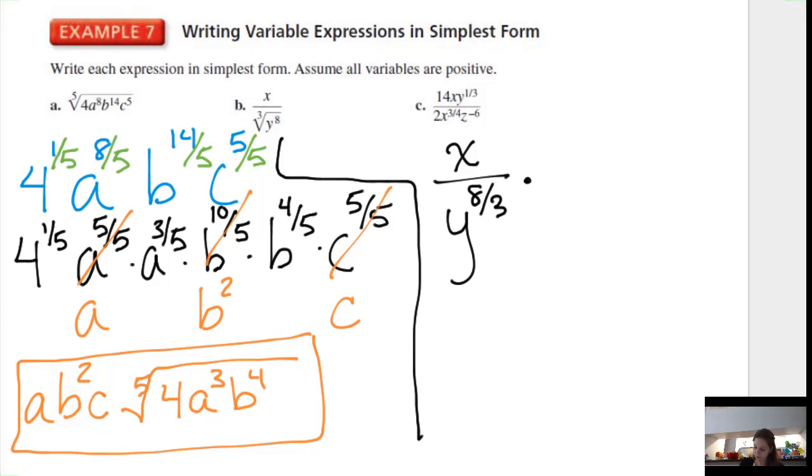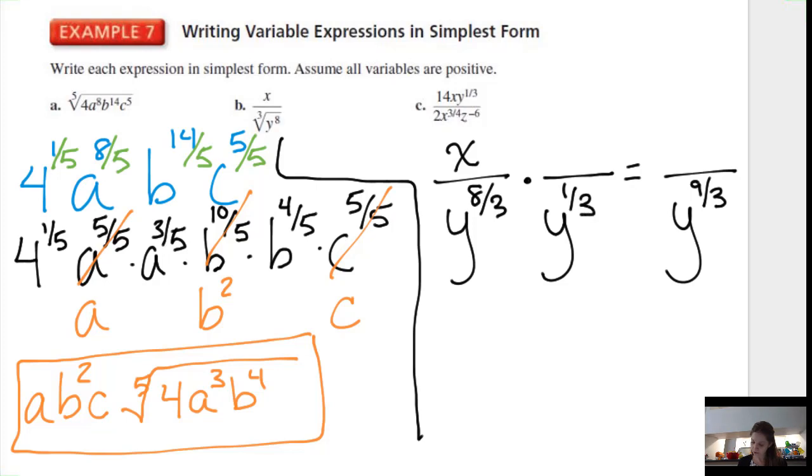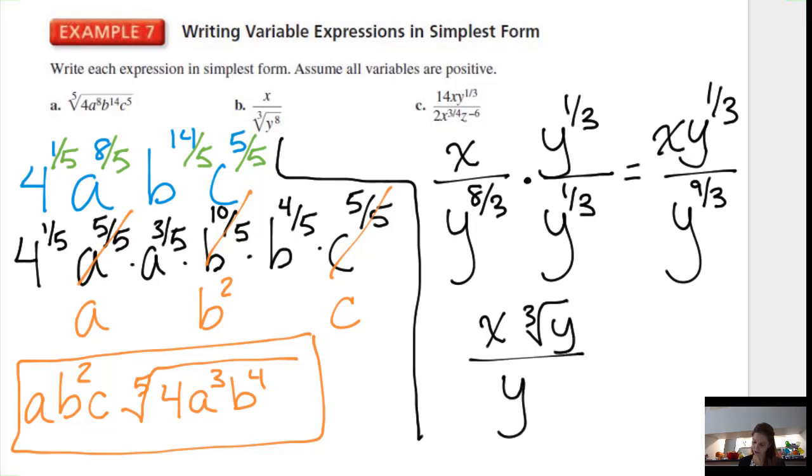Now I want to multiply this by something so I get y to the 9/3 in the denominator, because I know that y to the 9/3 is just y to the 3rd, and then my denominator is y cubed. It has no radical in it. So what I need to multiply the denominator by to end up with y to the 9/3 is y to the 1/3. And I must multiply the numerator by the same. And so I get x y to the 1/3. And I can write this as x cube root of y over y cubed.